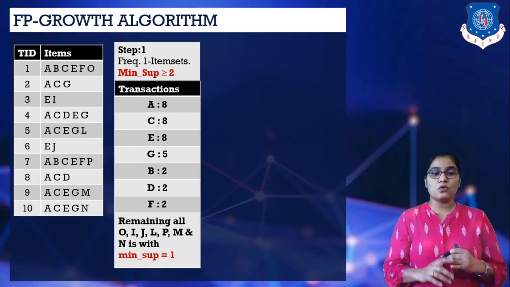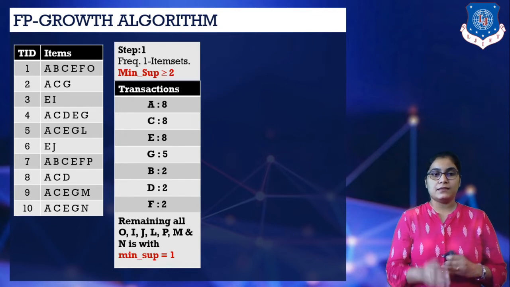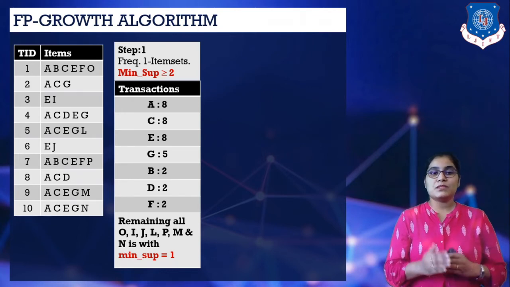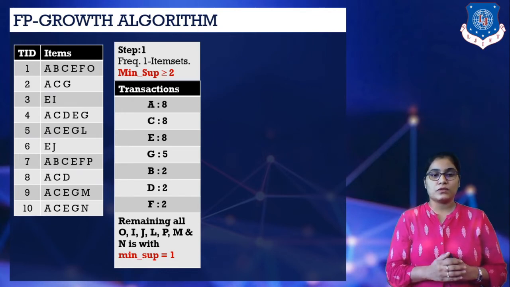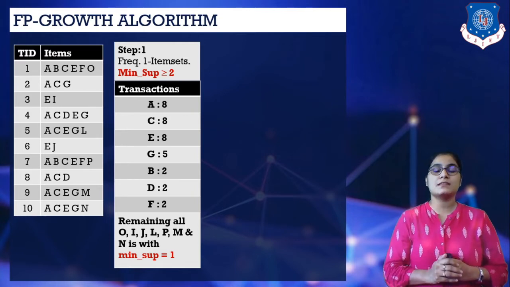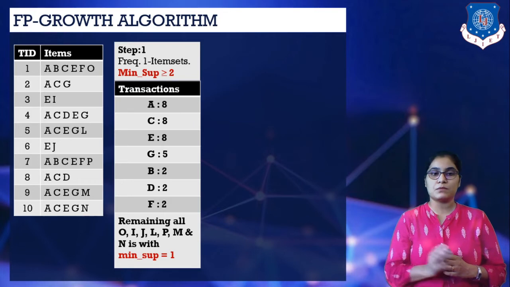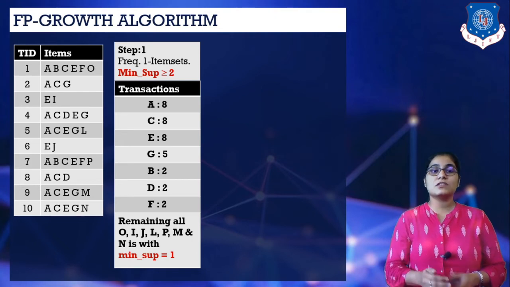That is items O, I, J, L, P, M and N. In our example, the minimum support count is 2 and all these items have a support count of 1 only. That is less than the requirement of minimum support count, and that is why these items are eliminated from further processing. So let's start with step 2.